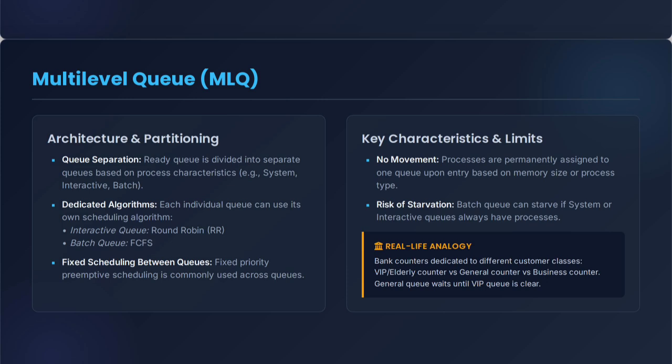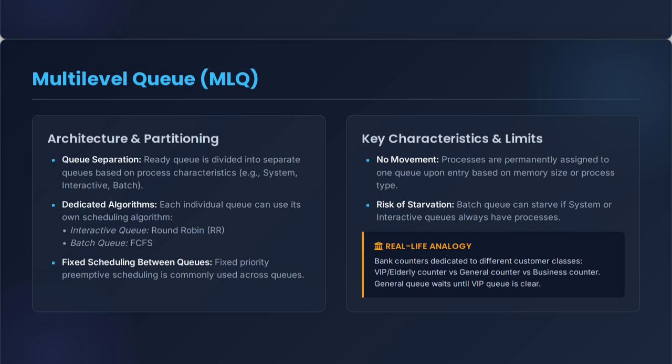A limitation: a process is permanently assigned to one queue upon entry and cannot move between queues, which can cause starvation for lower priority queues.